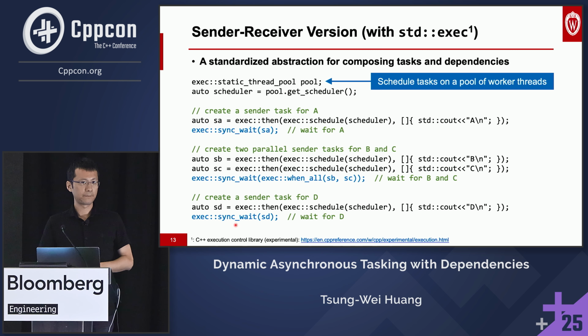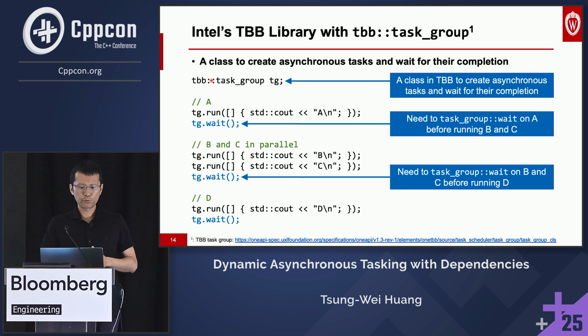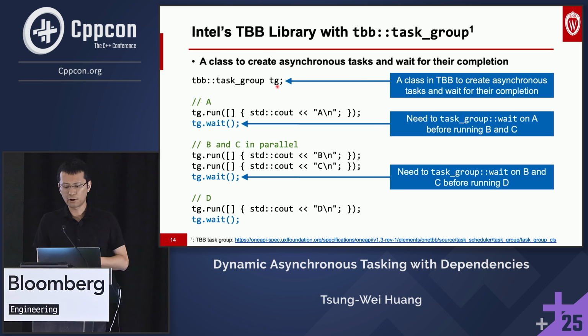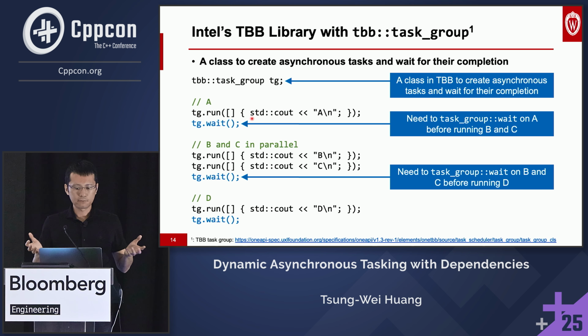This slide shows the same graph but implemented using the TPP library with TPP task group, which is a class available in the library for you to create asynchronous tasks and wait for their completion. So first, we create a TPP task group, tg, over here, and then we use the run method to spawn 4 asynchronous tasks A, B, C, D. And similarly, we need to use the wait method to wait on A before running B and C, and wait on B and C to finish before running task D.